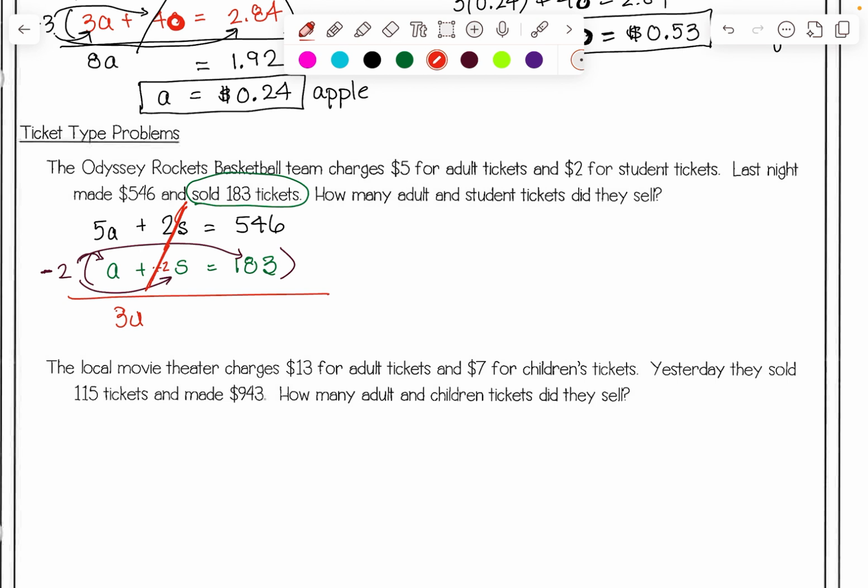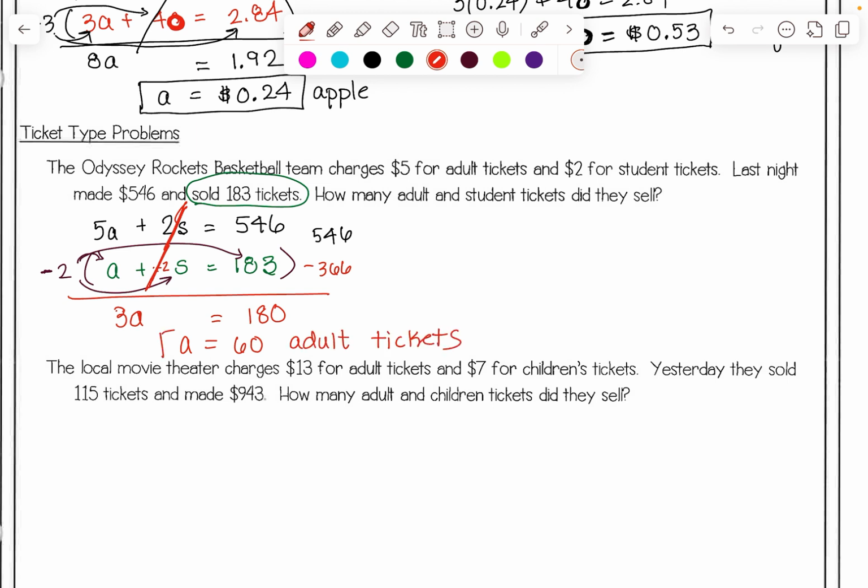Folks, -2 times 183 is going to give you -366. So 546 minus 366 should give you 180. Now divide both sides by a. The number of adult tickets is 60 adult tickets.